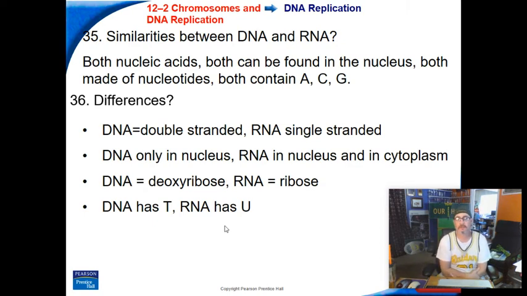Differences: DNA is double-stranded, RNA is single-stranded. DNA can only be in the nucleus. RNA can be in the nucleus and in the cytoplasm. Remember, the cytoplasm is all of the space outside of the nucleus, all the way to the cell membrane. So it's all that open space outside of the nucleus. In DNA, the sugar is deoxyribose. In RNA, the sugar is ribose. And DNA has thymine, whereas RNA has uracil instead of thymine.